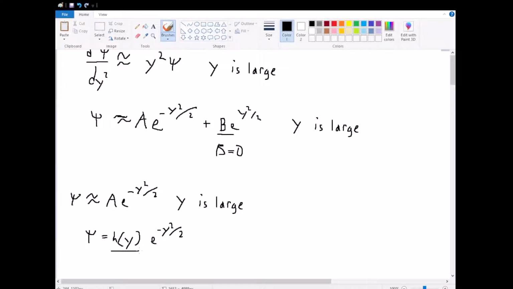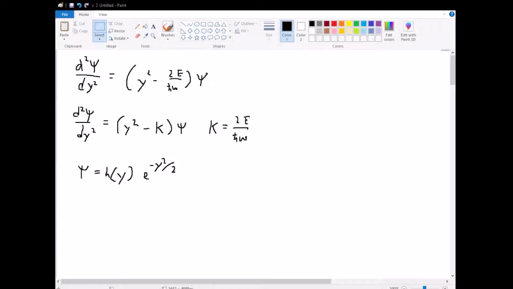And we're just assuming that h of y ends up either disappearing and becoming 1 at larger y's, or just approaching some arbitrary constant. We'll label that as just a. Okay, so now that we have a proposed guess for psi, we can try plugging this back into our original differential equation. To do that, we're going to have to find the first and second derivatives of psi, so that's just product rule, so let's do that right now.